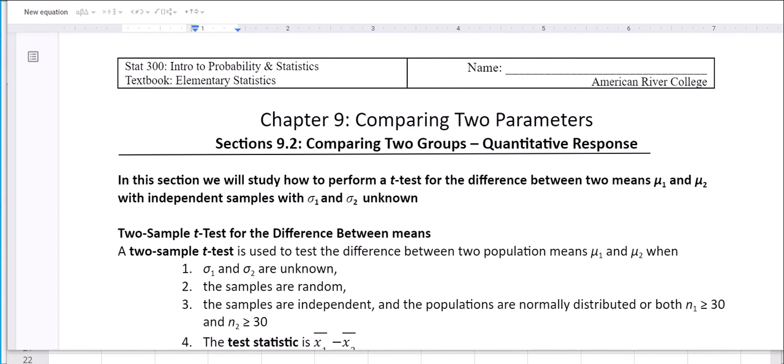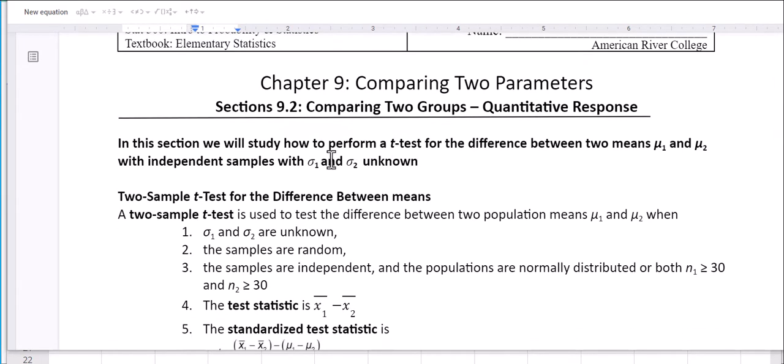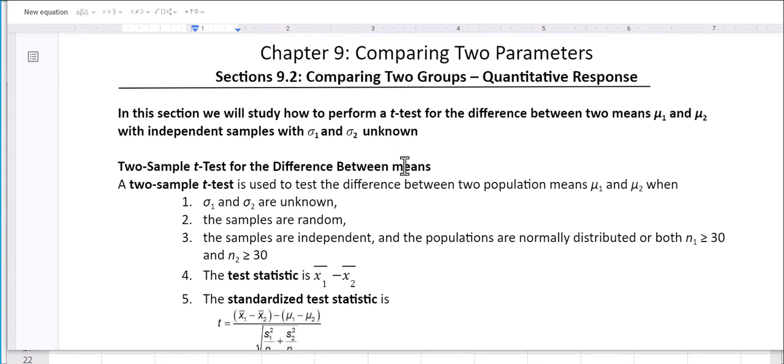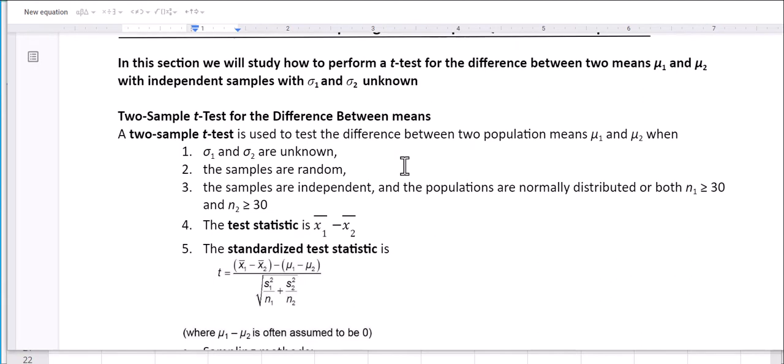Hey there, in this video we're going to continue our study of Chapter 9, moving on to Section 9.2, comparing two groups, and we're going to look at the quantitative response. So we're going to be looking at the difference between two means. And the first case that we're going to take is when we don't know the population standard deviations for each of them, because that is the usual case.